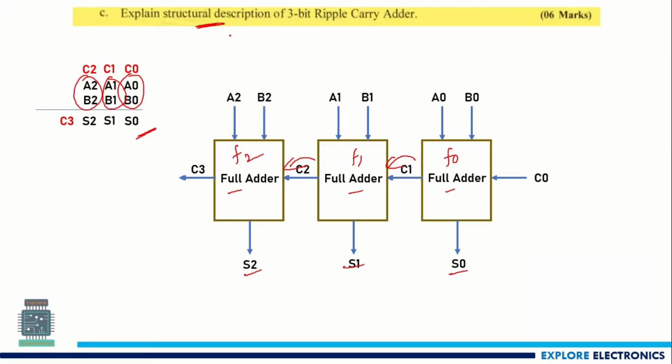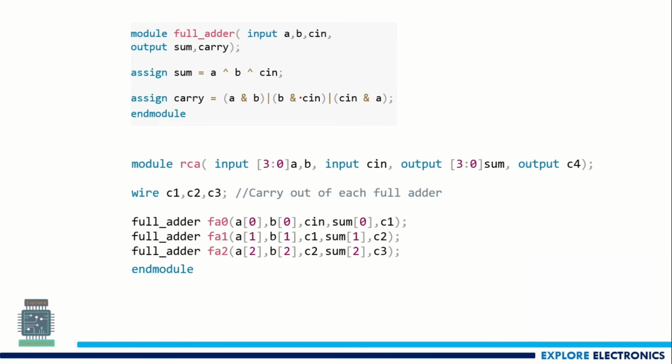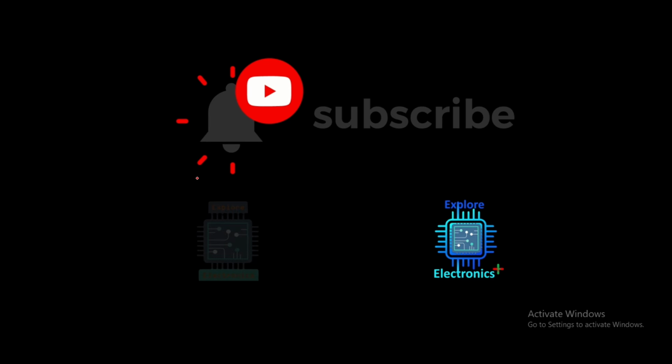Explain structural description of 3-bit ripple carry adder, means it is a Verilog code. So again write a full adder here, and use that full adder to get the ripple carry adder.